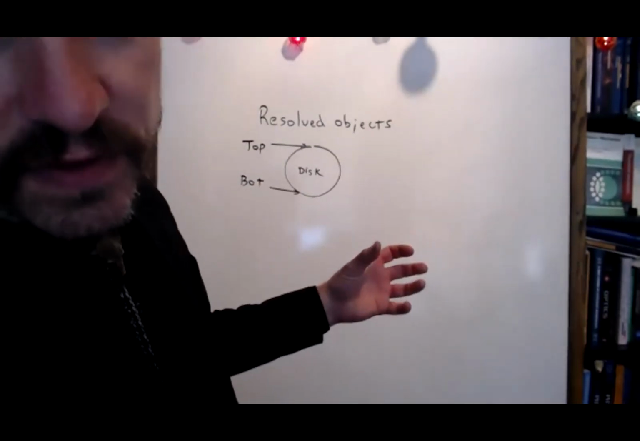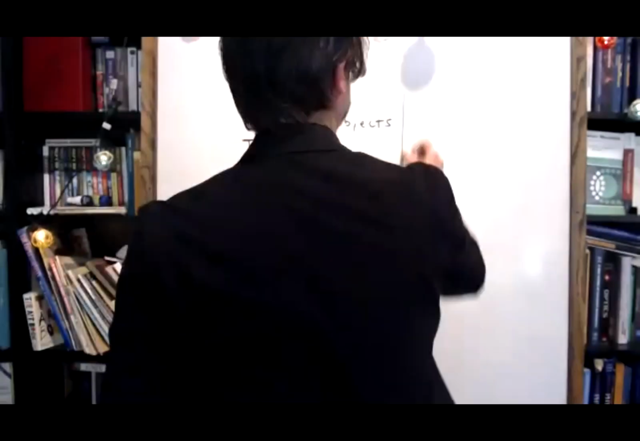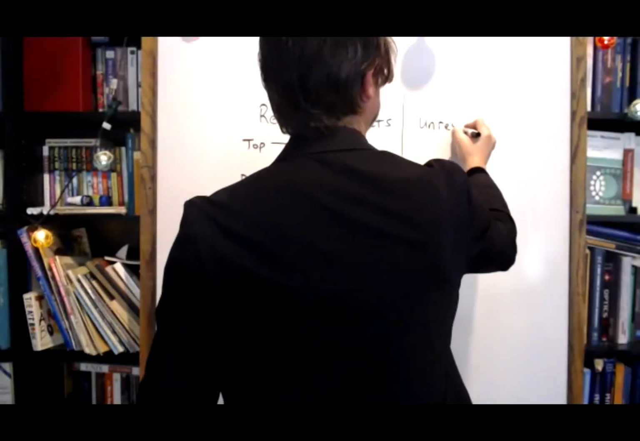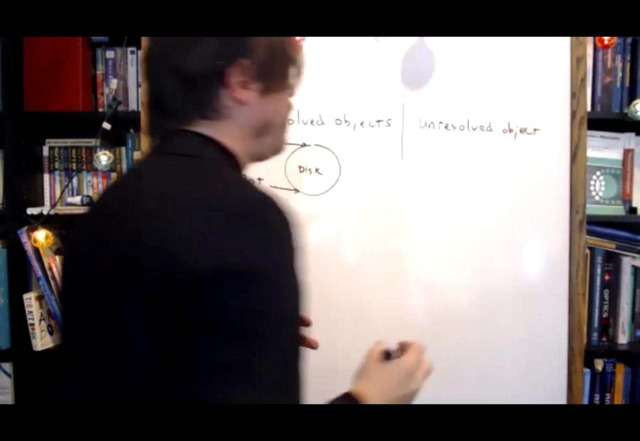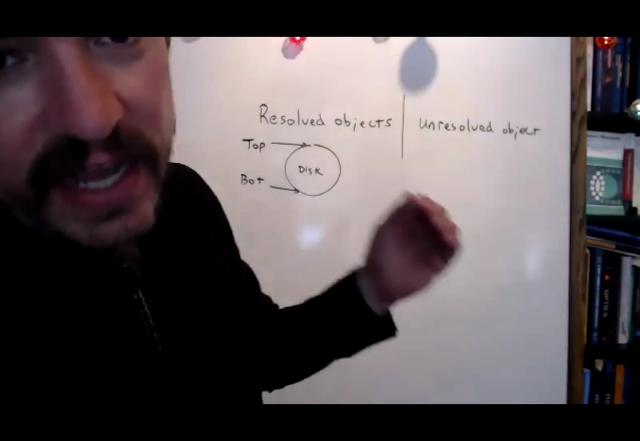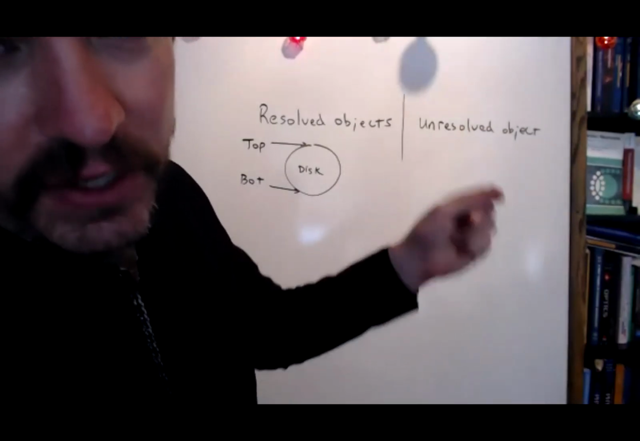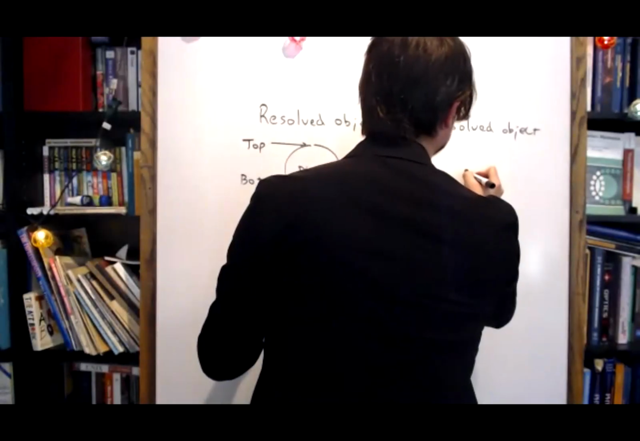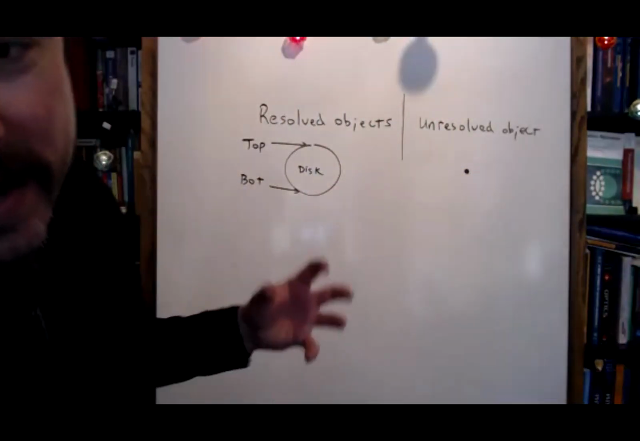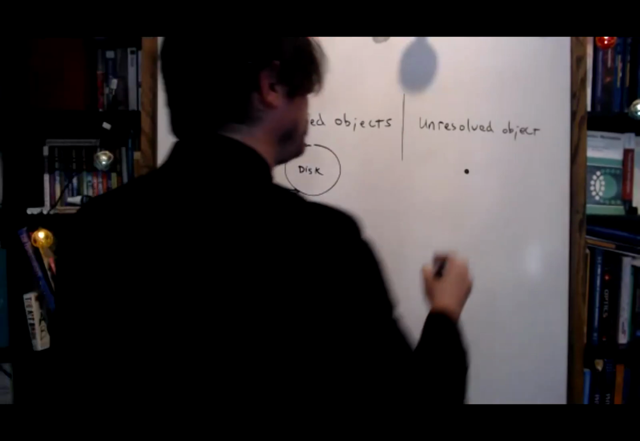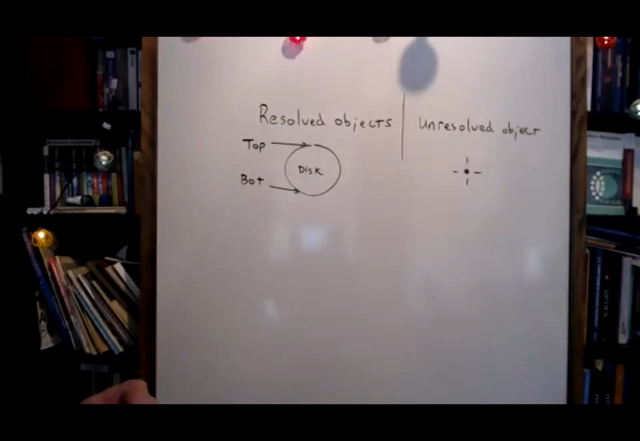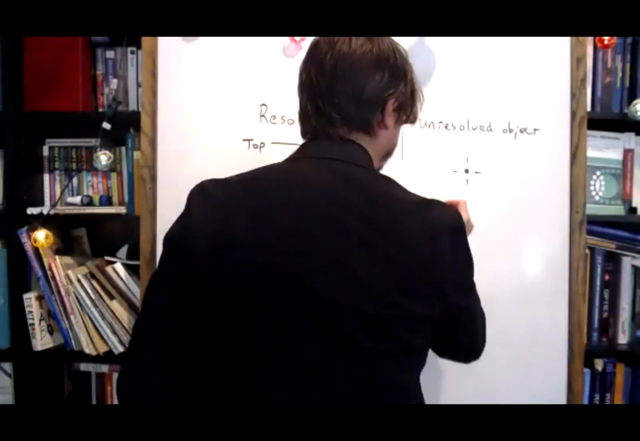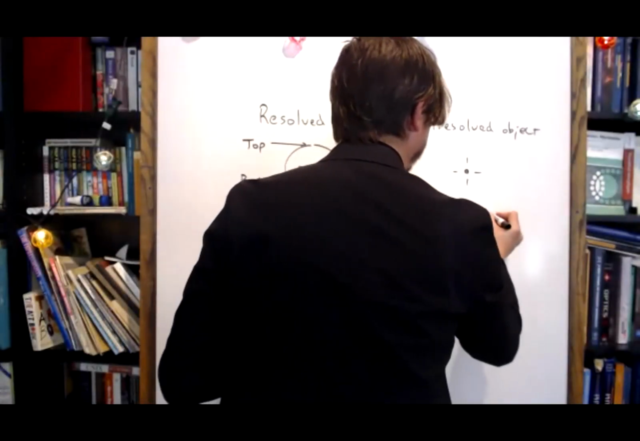There are other ways of looking at things, or other types of objects, called unresolved objects. An unresolved object is one where you can detect light from the source, but you can't make out any features. And in that case, the light that you get is just going to look like a mathematical point, a point of zero dimensions. Maybe in the case of stars with a little bit of twinkling on it. Astronomers refer to this as a point source.